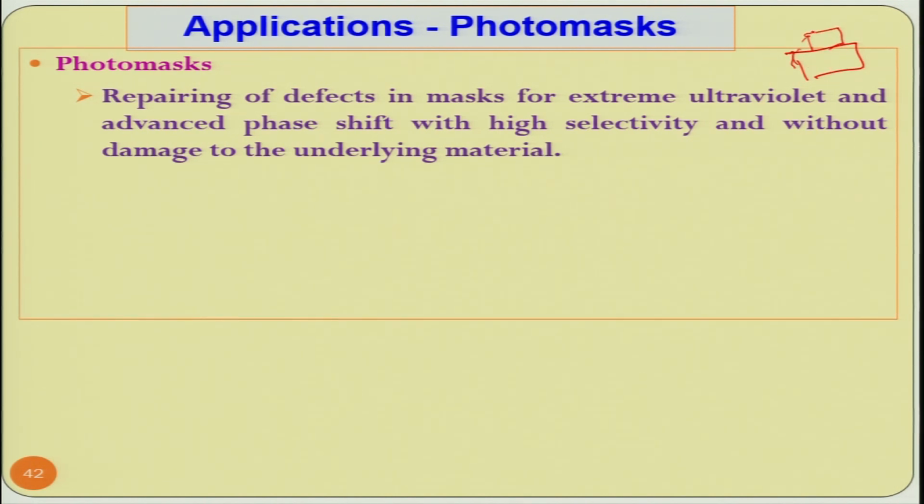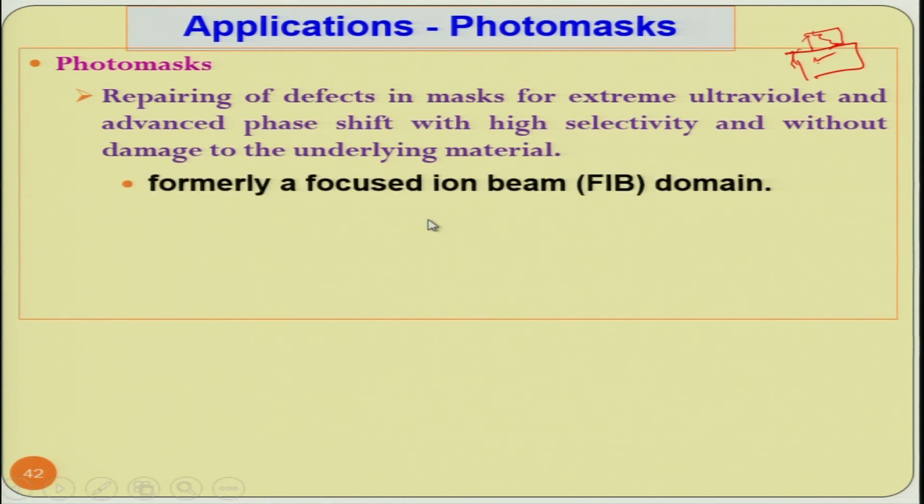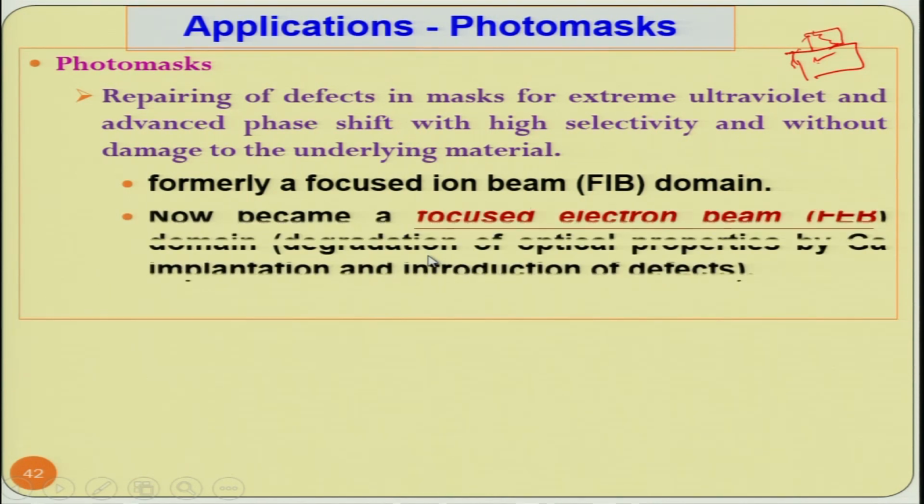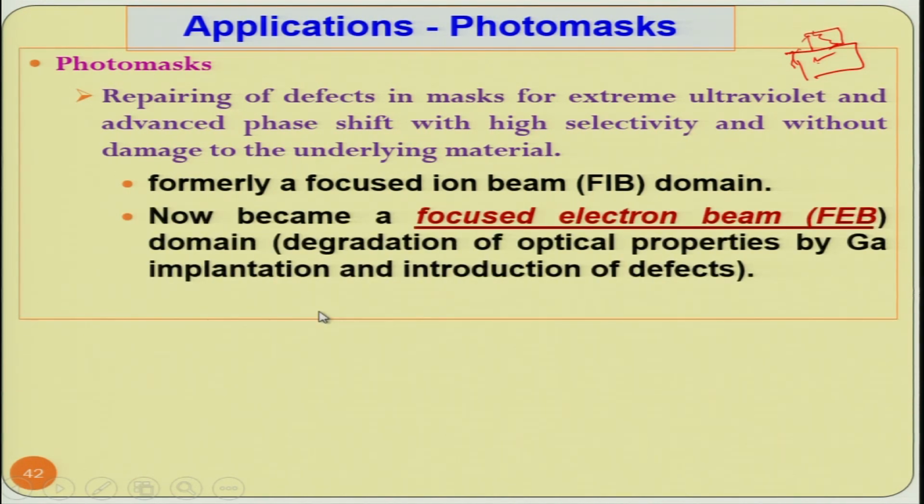So, when you are repairing this mask, it should not damage the substrate or underlying material. This can be done with the help of electron beam micromachining, because you can easily control the depth up to which the beam is going. Formerly, in the focused ion beam domain, it was possible to repair or correct the defects in the mask. Now it can be done with the help of electron beam micromachining.